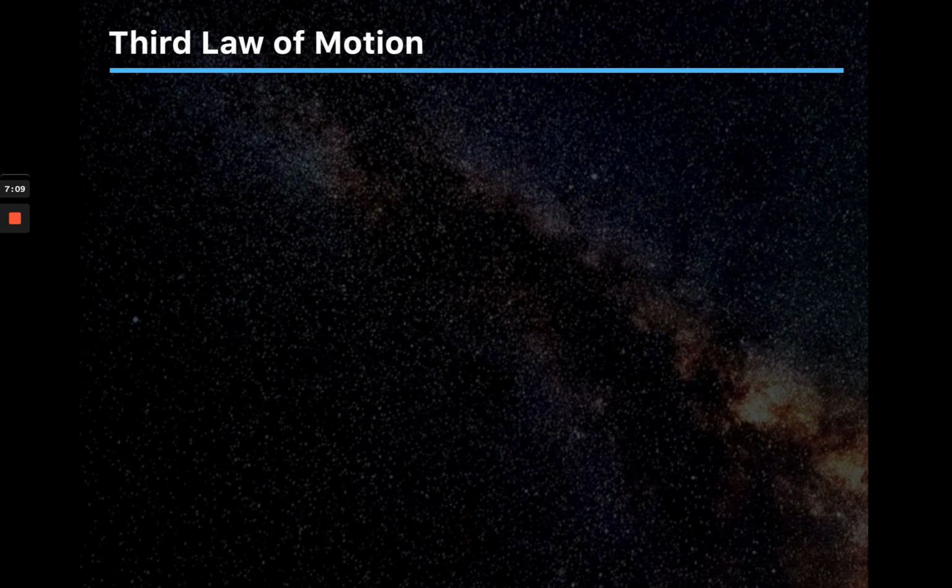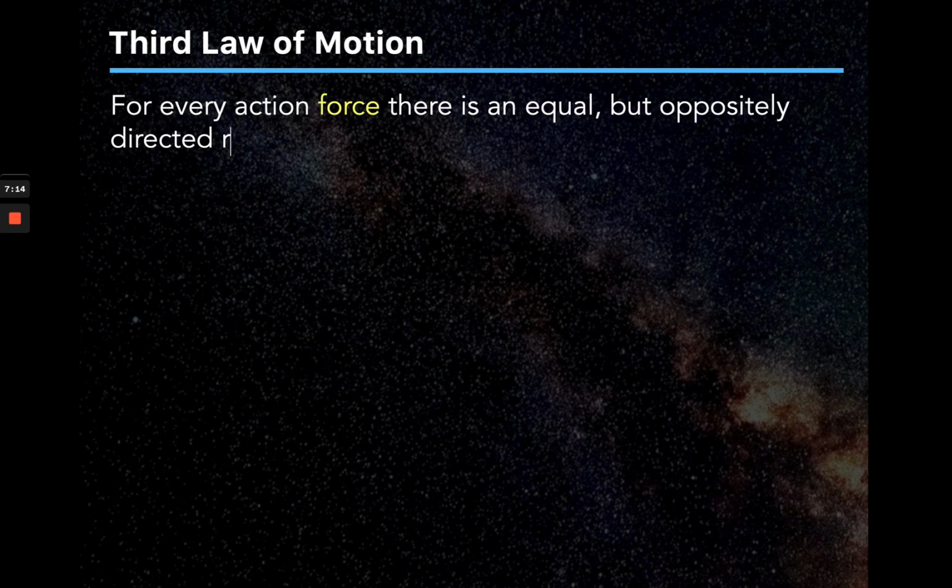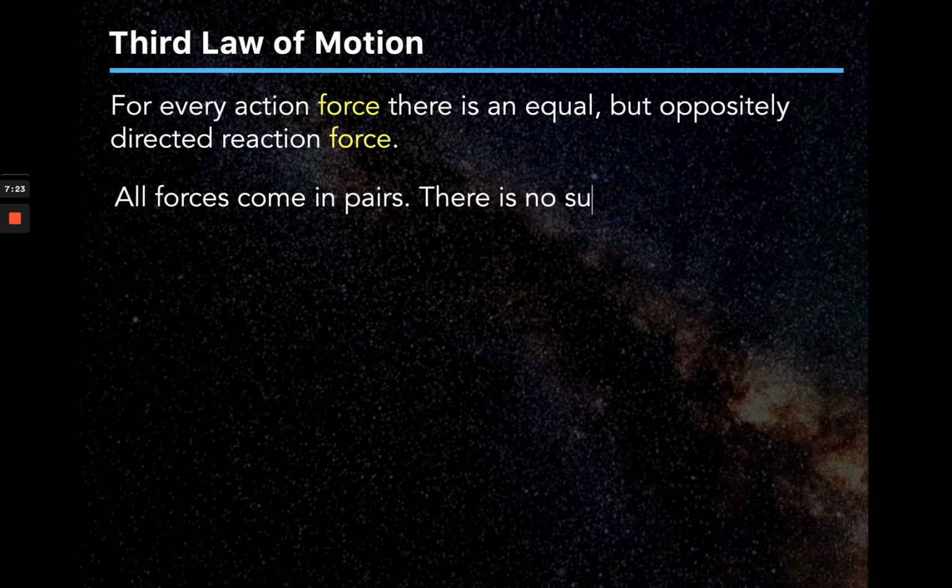Now the third law of motion, you're probably familiar with. For every action force, there is an equal but oppositely directed reaction force. Now all forces come in pairs. There is no such thing as a solitary force in the universe. And what we mean by that, think about this. If I push a car, right, the car is going to apply a force back on me. So there's a car and me, right? There's a force on the car from me and a force on me from the car, right? It's two different objects, me and the car. So all forces will come in pairs.